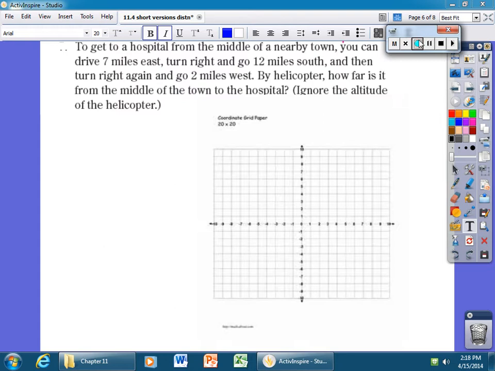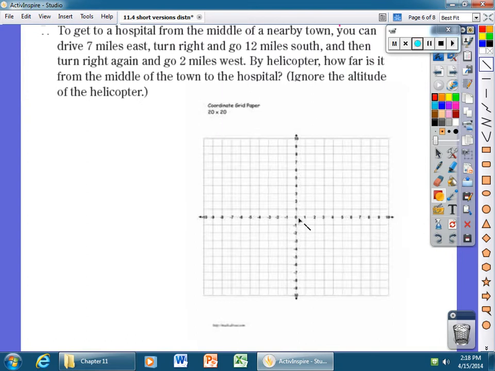This one says to get to the hospital from the middle of a nearby town, you can drive 7 miles east, turn right, and go 12 miles south. So let's do that using our coordinate plane. Let's go 7 miles to the east. So 1, 2, 3, 4, 5, 6, 7 miles east. Okay, then I'm going to go 12 miles south. That's 10. I would go 2 more, so 12 miles south.